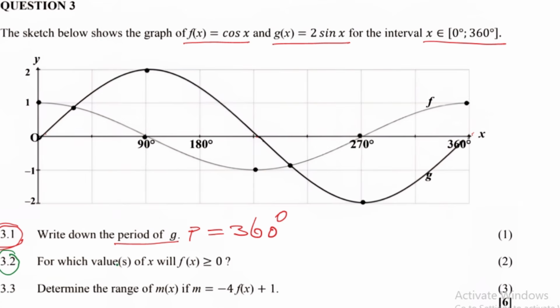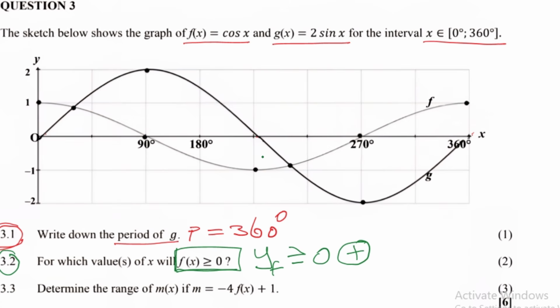All right, question number 2, which is 3.2. They say for which value or values of x is f of x greater than or equal to 0? Let me rewrite this question in the simplest form, the way you will easily understand it. By now you already know that f of x is the same as y. We want to know where the value of y, on function f, is greater than or equal to 0. When we say greater than or equal to 0, we are talking about a positive number.